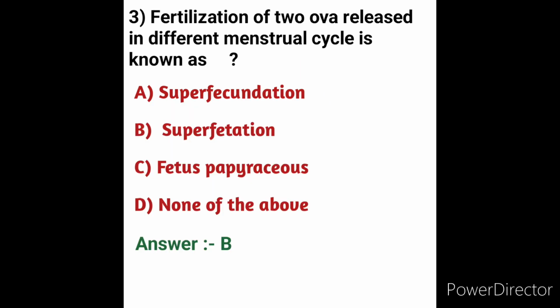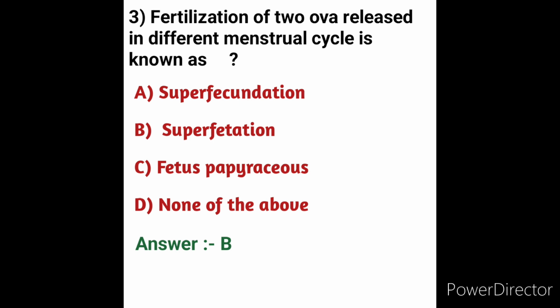Fertilization of two ova released in different menstrual cycles is known as? Okay friends, in this, two ova are released in different menstrual cycles, and this is called by a medical term. Let us see the options. Option A, superfecundation. Option B, superfetation. Option C, fetus papyraceous. Option D, none of the above.